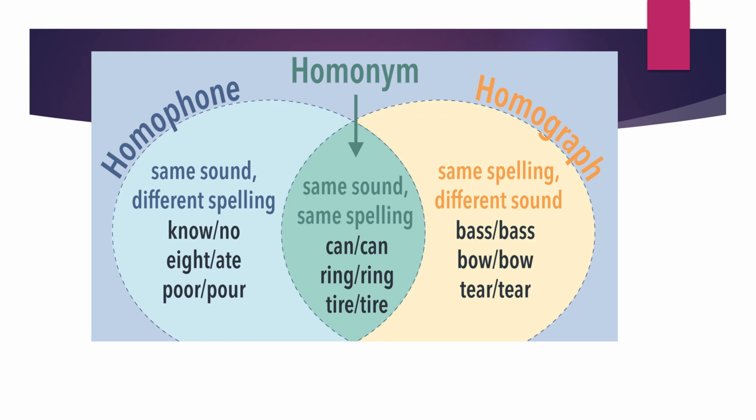In homophone, we know that the same sound but different spelling are there, like no and know. Eight and ate: one is for the number and one is for eat, the past tense of eat.